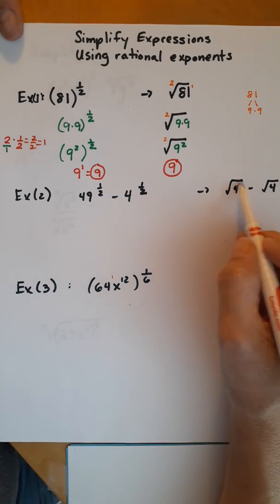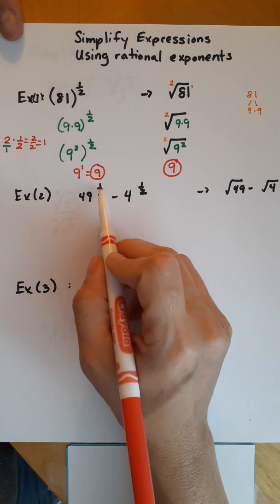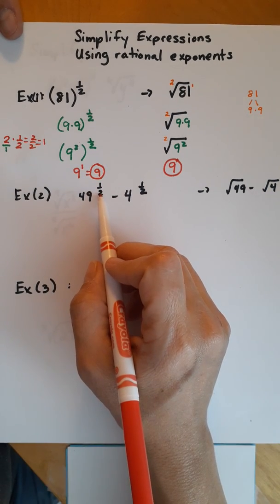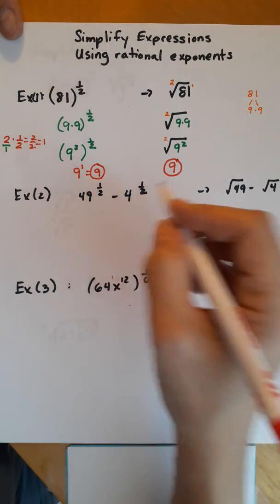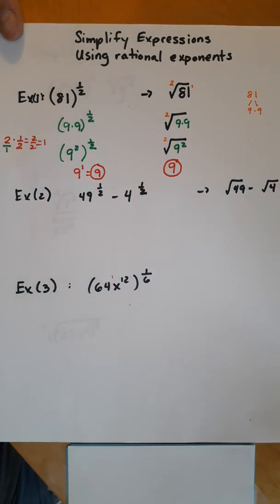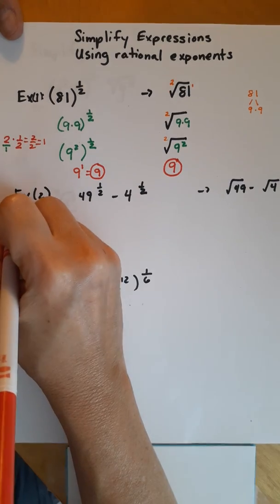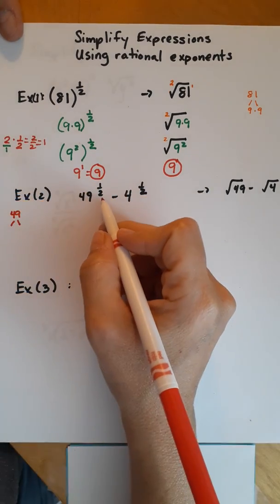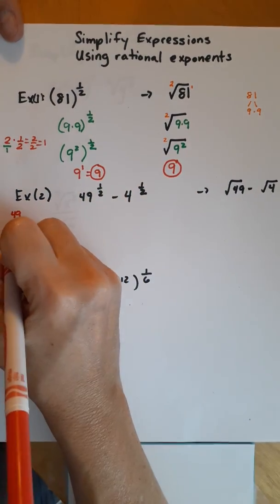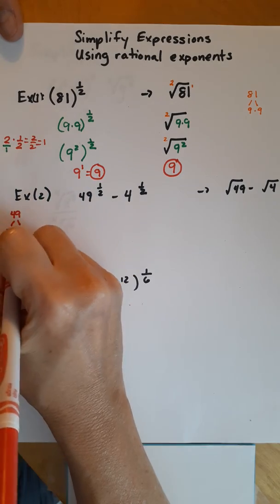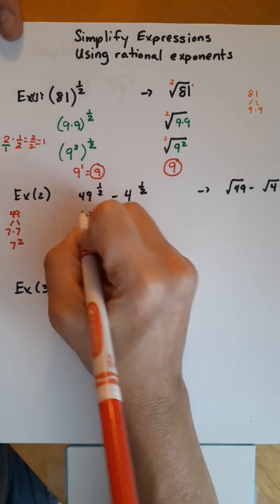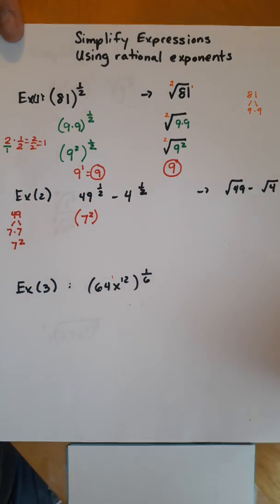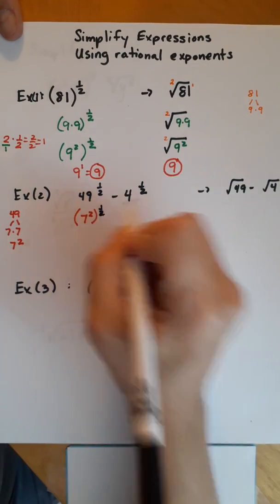Or I can write it like this. Square root of 49, square root of 4. This 1/2 means square root, right? Square root. Okay, so 49, I'm going to make my famous factor trees. 49, do I have two numbers that give me 49? Yeah, I do. 7 times 7, which gives me 7 squared. I'm going to write this as 7 squared to the 1/2 power. Okay?